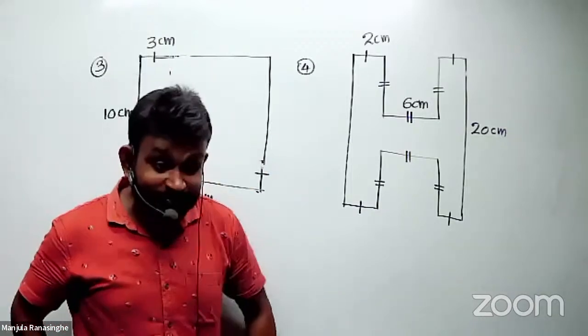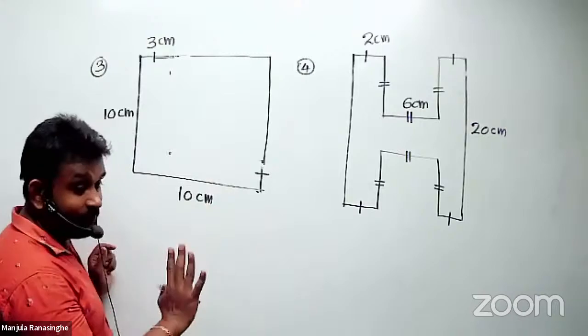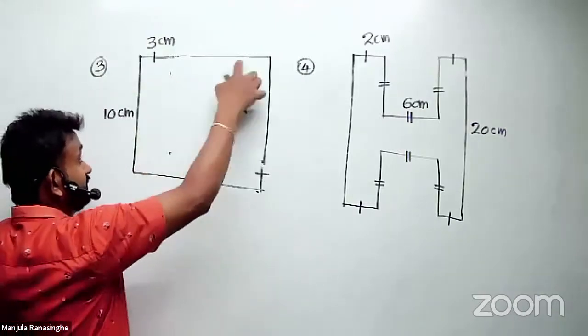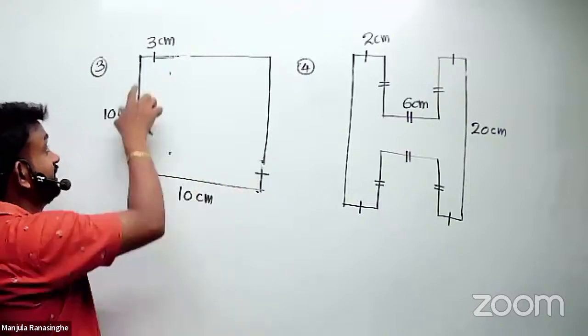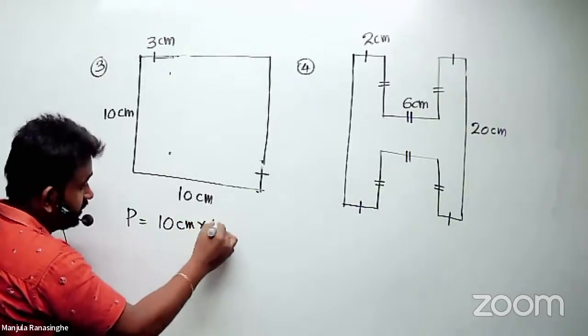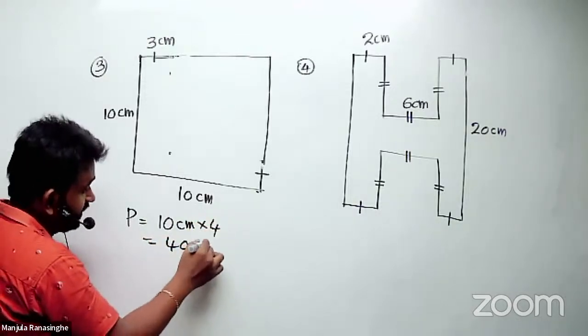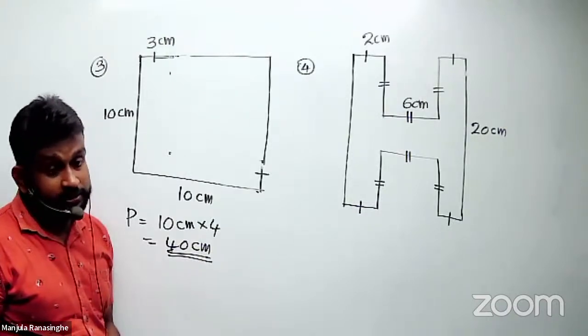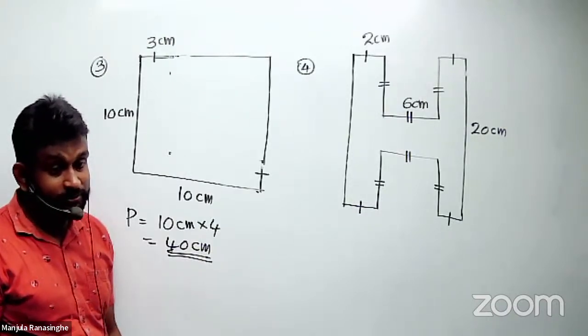So how do we find the perimeter in the easiest way? Now it is reduced to a square shape. So that is 10. Then the perimeter is 10 centimeters into 4, which gives you 40 centimeters. That is the perimeter. Understood?